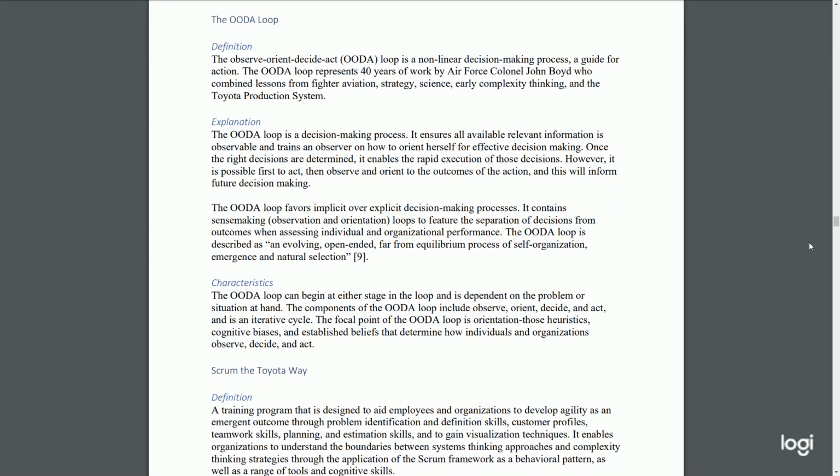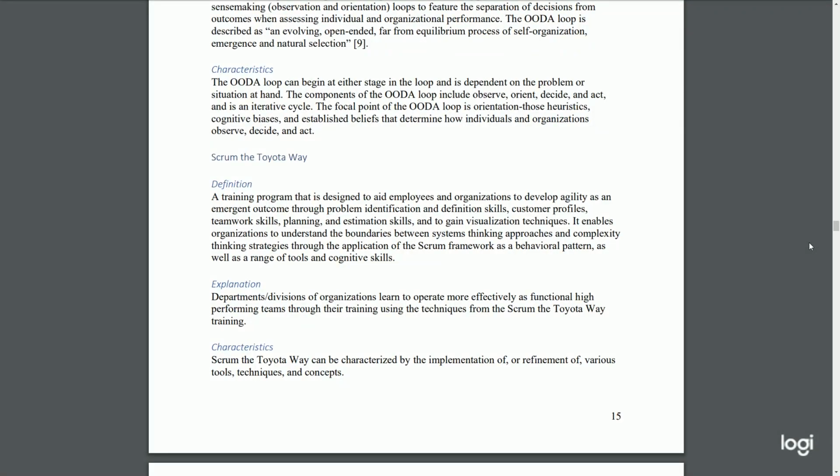Scrum the Toyota Way. Definition: a training program that is designed to aid employees and organizations to develop agility as an emergent outcome through problem identification and definition skills, customer profiles, teamwork skills, planning and estimation skills, and to gain visualization techniques. It enables organizations to understand the boundaries between the systems thinking approaches and complexity thinking strategies through the application of the Scrum framework as a behavioral pattern, as well as a range of tools and cognitive skills.